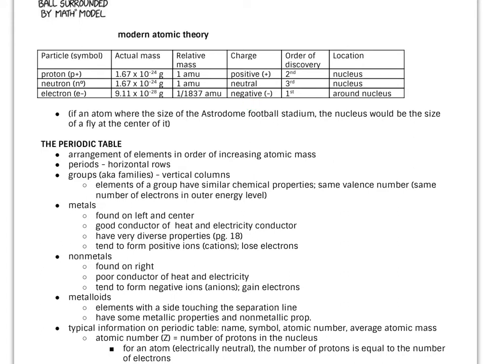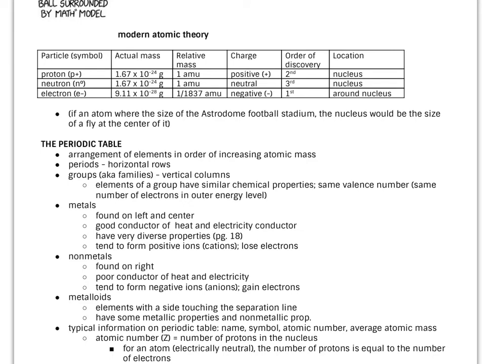And as we know from the models that we just looked at, the protons and the neutrons are in the nucleus, and then the electrons are orbiting around the nucleus. And I think this is a pretty cool fact, a way to visualize really how small these particles are. So if an atom were the size of the Astrodome football stadium, so really you can think of any football stadium because they're all about similar size, like a pro football stadium.